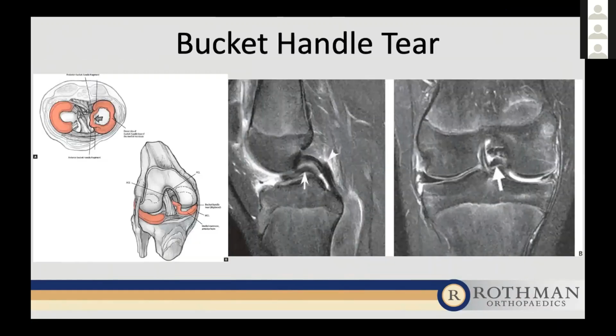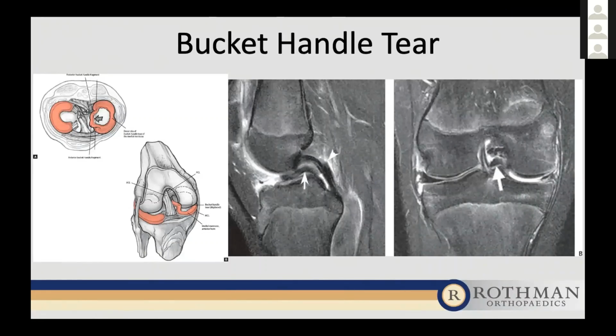Bucket handle tears are also tears that you want to get to quickly. These are typically repairable meniscus tears. They usually involve a large portion of your meniscus, and the longer you leave these alone, the less likely we are going to be able to repair them because they actually undergo what we call plastic deformation. So when they're in this displaced position, like you see in this picture on the left, you see that gray arrow showing you that piece of meniscus that's flipped to the center of the knee. It flips literally like a bucket handle, and that's why we call it a bucket handle tear.